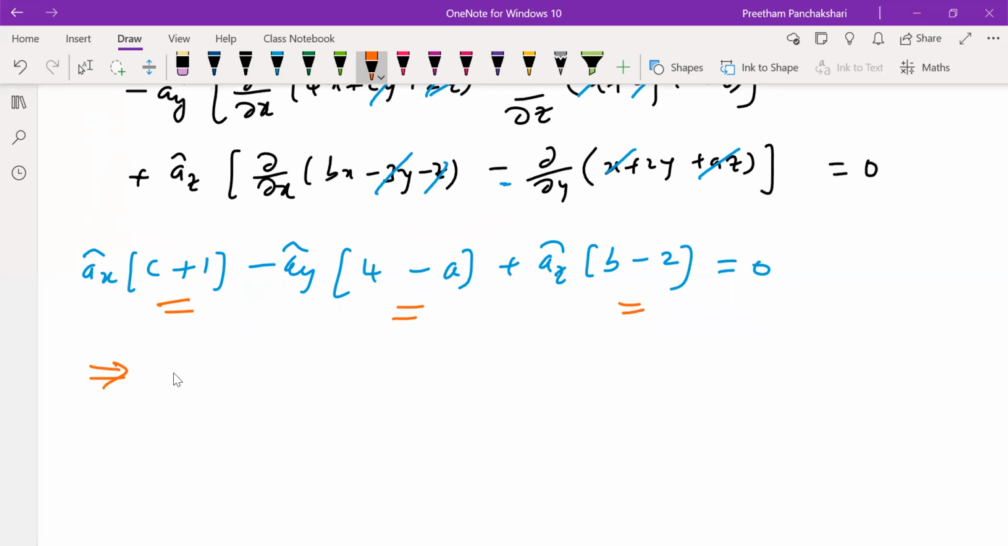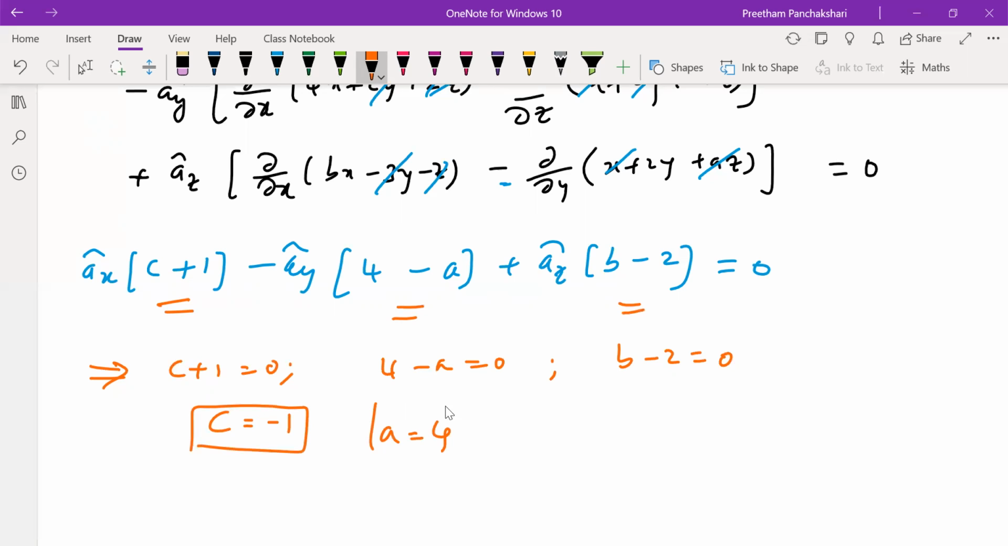So this implies that c plus 1 must be 0, 4 minus a must also be 0, and b minus 2 should be 0. So from this, c is equal to minus 1, then a is equal to 4, and then b is equal to 2. So these are the values of the constants A, B, C in the vector F. That's about the solution. Thank you.